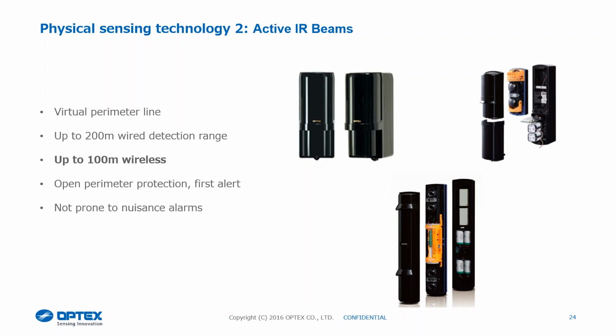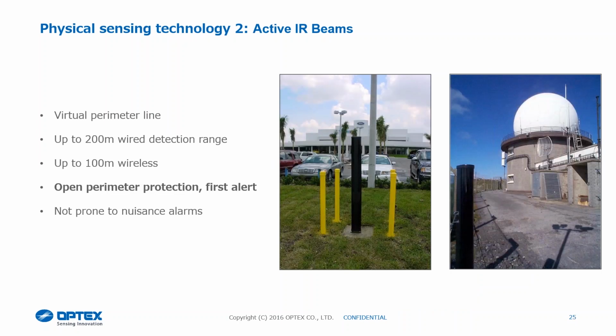And then you've got the SL units, which are the quad detectors. Up to 100 meters are wireless, and you can install them wall mounted, post mounted, or floor mounted. Again, we would talk you through that. They're an excellent open perimeter protection, and a really good first alert for you. And if you look at the images, those are our pre-built beam towers.